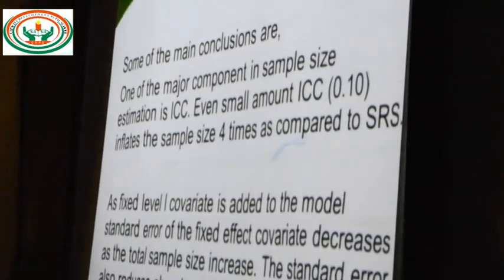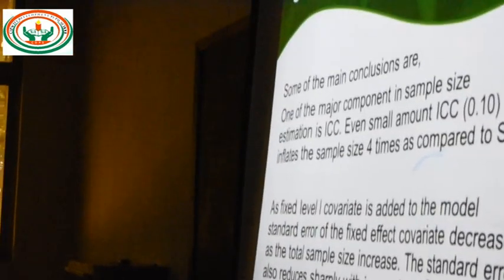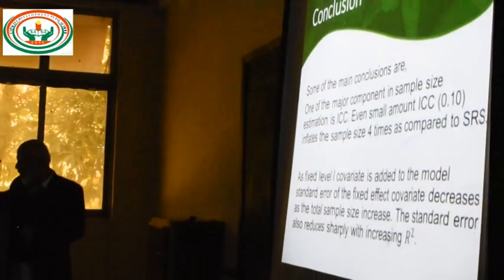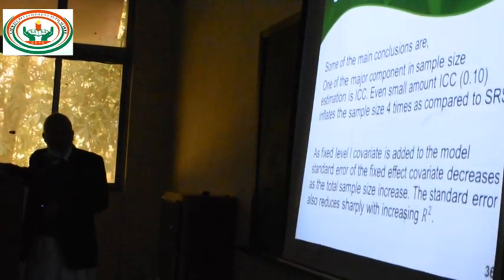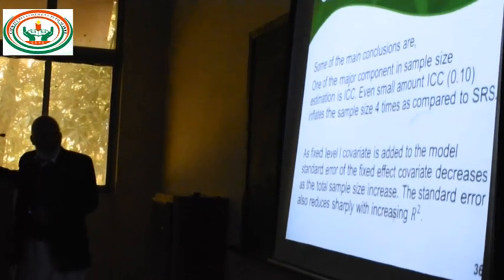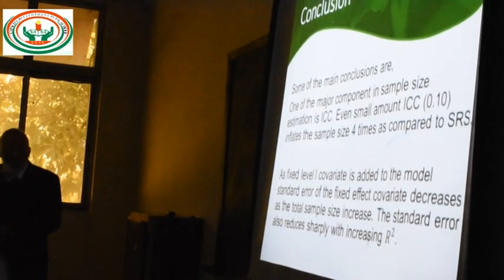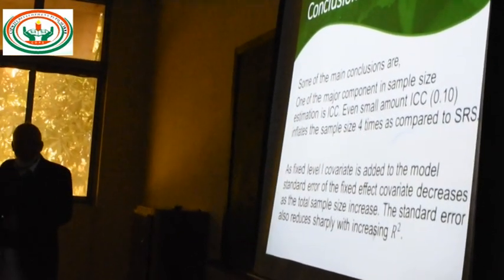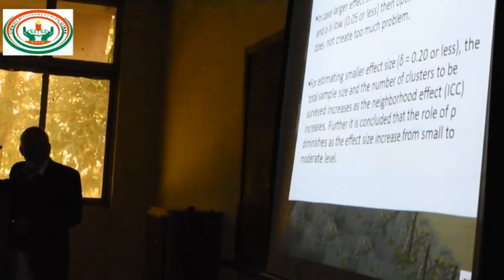The conclusion here: some of the main conclusions are that ICC is one of the major components in sample size estimation. Even a small amount of ICC inflates the sample size 4 times. You can see from table number 1 that it climbed from 2011 up to almost 4,000. If a level 1 covariate is added to the model, the standard error of the fixed effect covariate decreases and the total sample size increases, and the standard error reduces sharply with increasing R square.